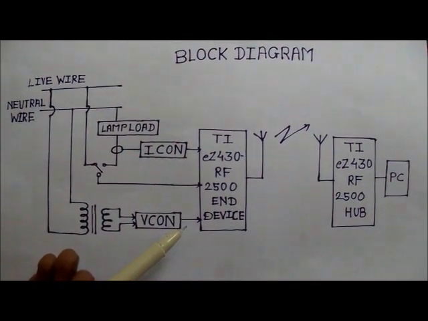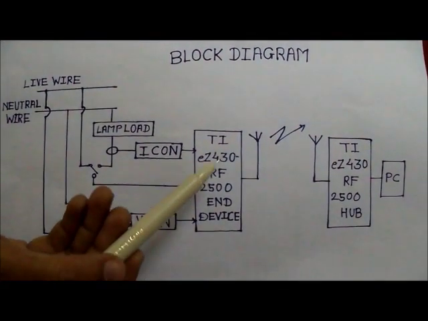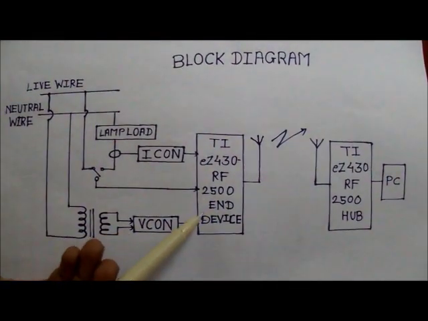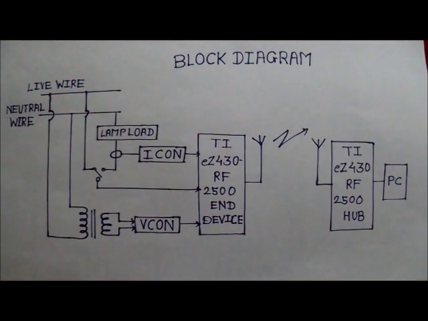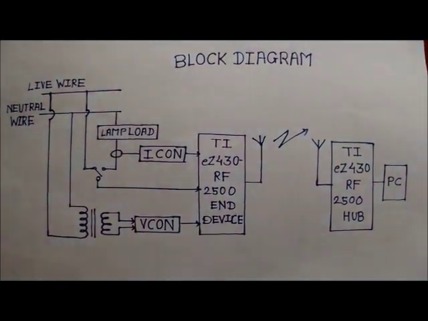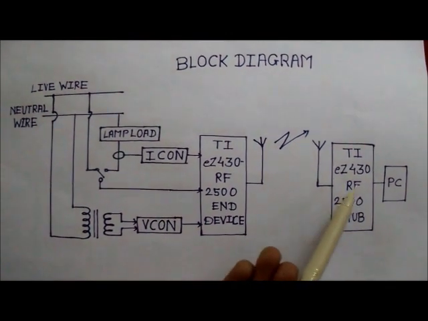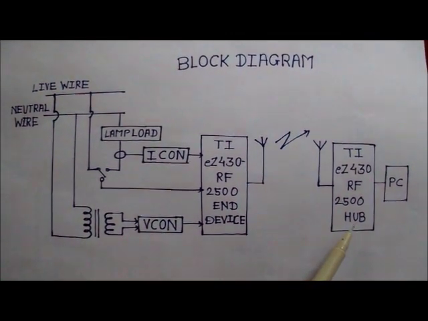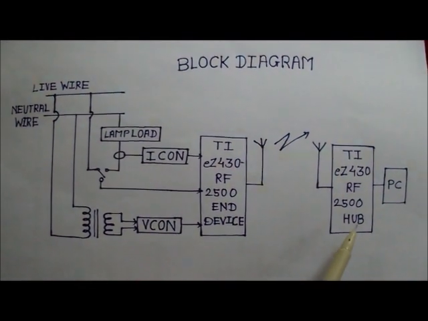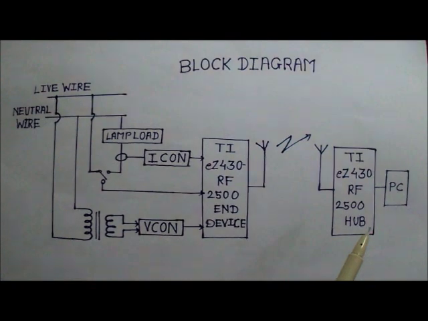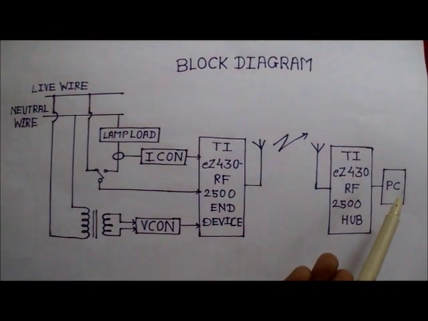The output of the current and voltage conditioner is connected to the analog input of the TI EZ430-RF2500 kit, which runs in-device firmware to transmit the load current and load voltage and also operates a relay. At the utility end, a TI EZ430-RF2500 kit running the hub firmware collects data from the in-devices to the PC. The data received from the in-devices is displayed in a GUI developed using MATLAB.